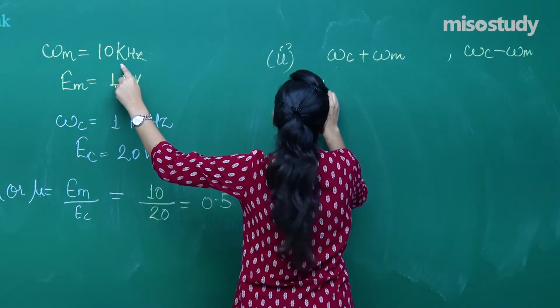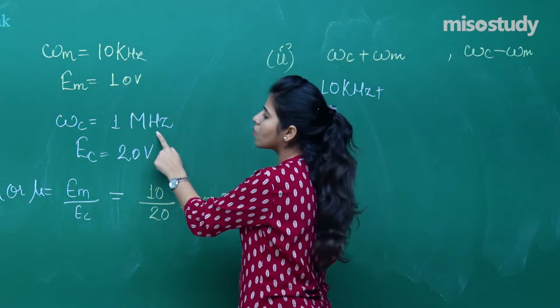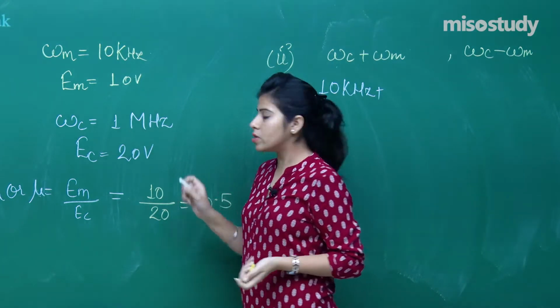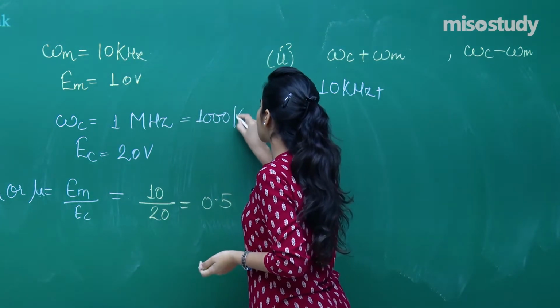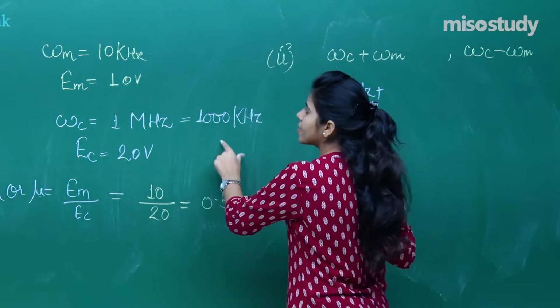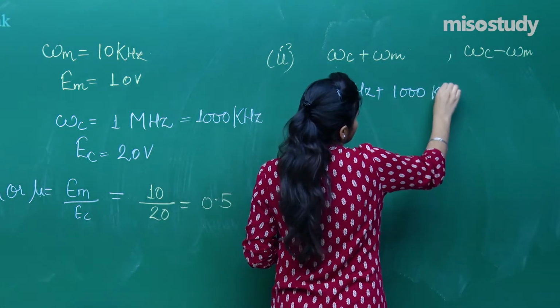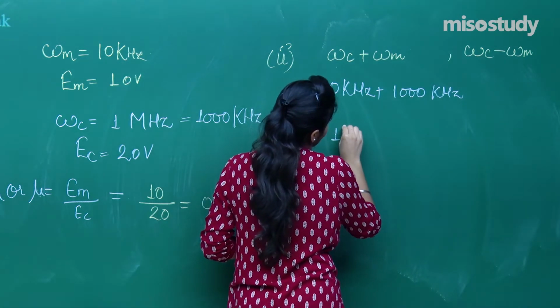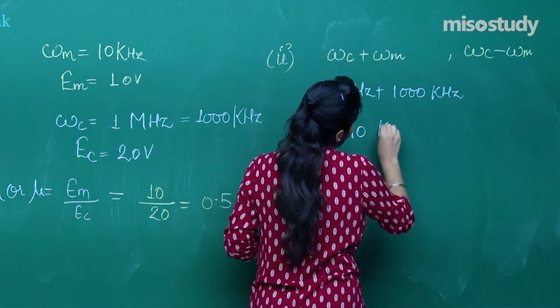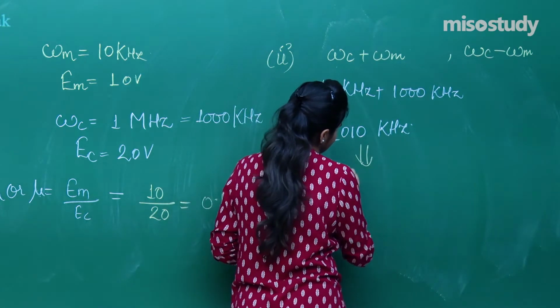So, 10 kilohertz plus, now see this is 1 megahertz, we can convert it into kilohertz. So, 1 megahertz is 1000 kilohertz. So, directly we can add them up. So, it will be 1010 kilohertz. This will be the upper side band.